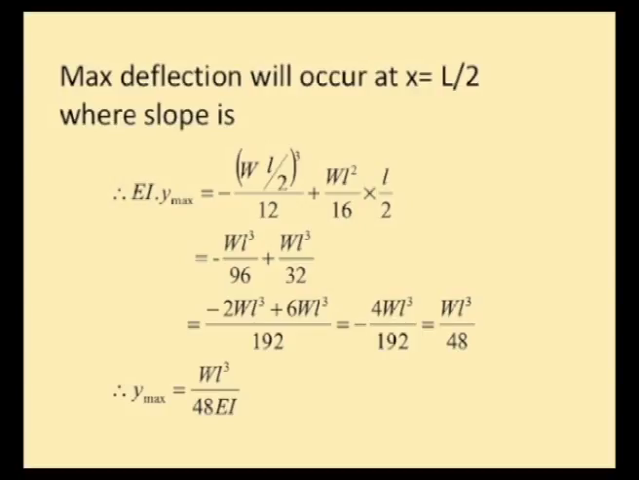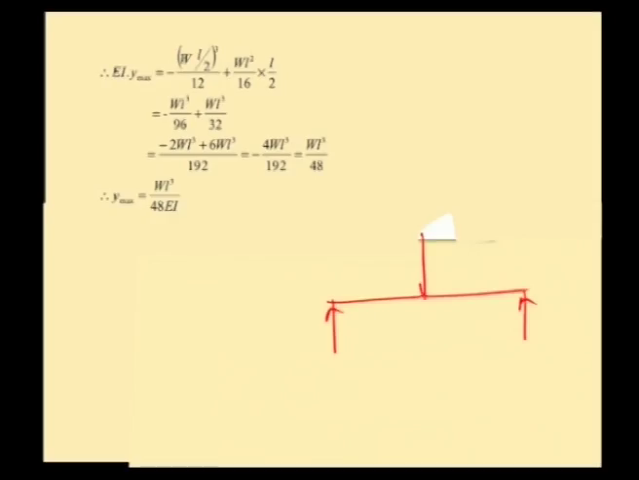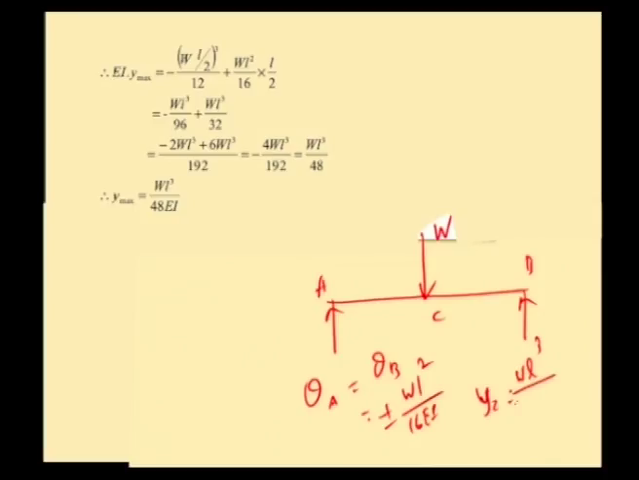A simply supported beam with central point load is a standard case, and slope at supports theta A will be equal to theta B equal to plus or minus W L squared by 16 E I, and deflection will be maximum at the center. So, deflection Y C will be equal to W L cube by 48 E I. These are the standard values for the standard loading case.